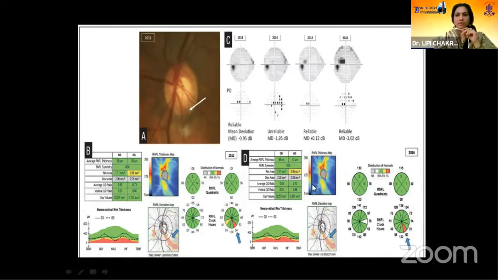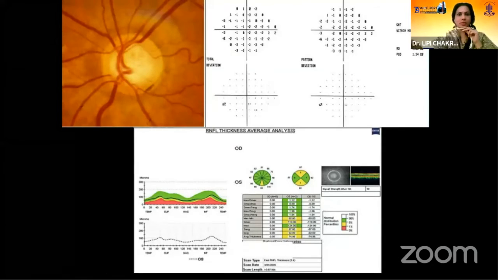So this again might be progression. We need to wait with other clinical parameters. This is the pre-perimetric glaucoma where OCT, again, is useful. This might be labeled as a big cup, physiological cup, but we are finding here some hemorrhage. So this may be due to systemic factors. We don't know what's the cause of it.